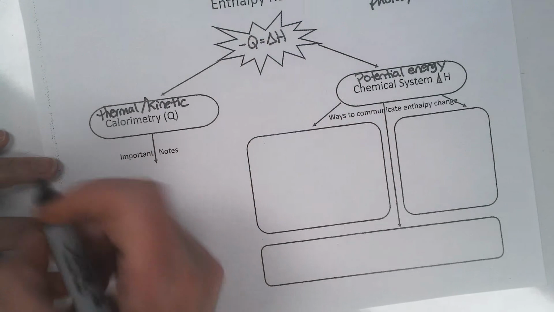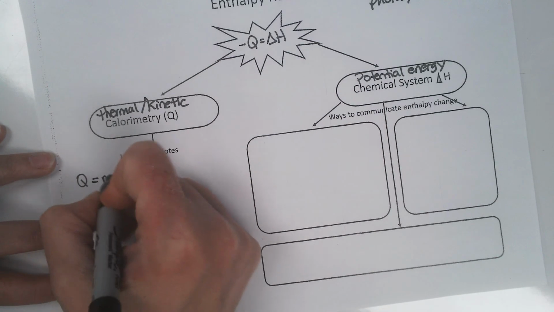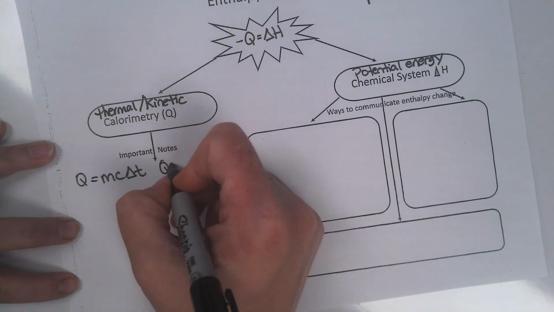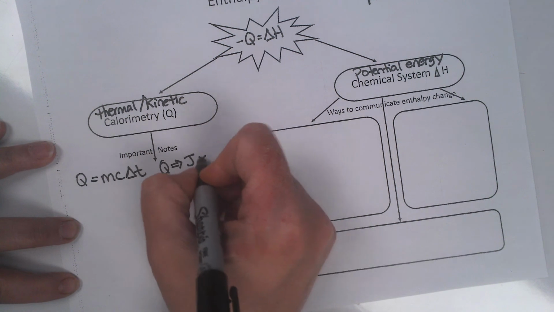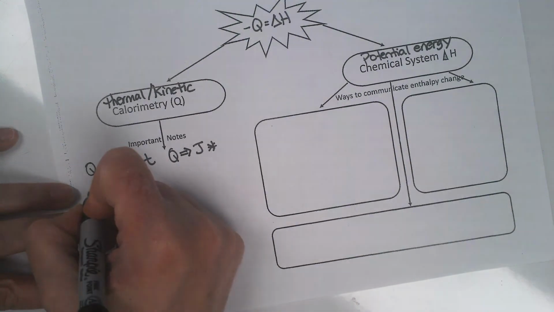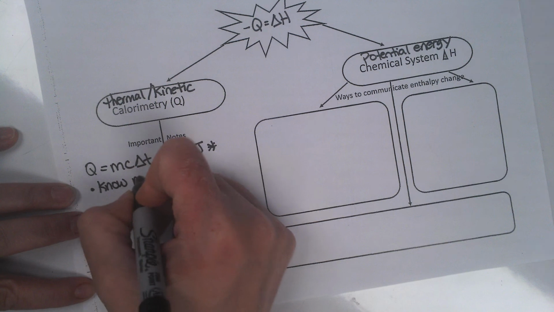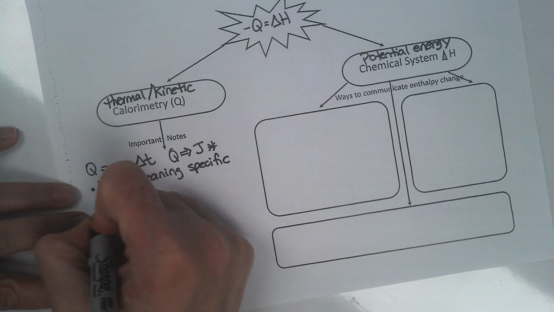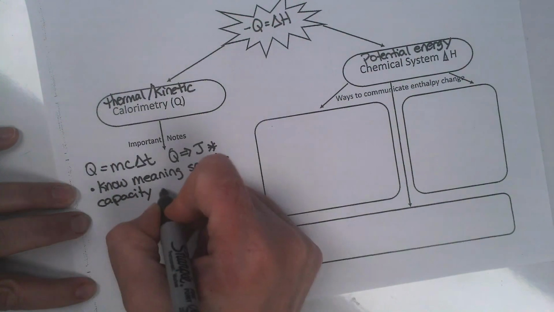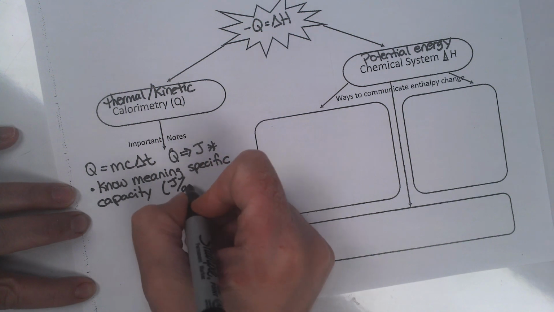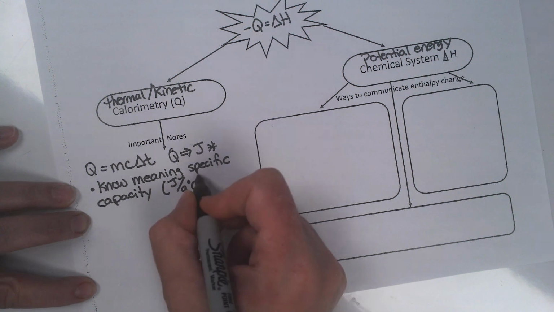And so things that we need to remember for just looking at the Q side of things is we learned this formula. Q is equal to mc delta T. Q must be in joules. We don't have any choice. You need to know the meaning of specific capacity, and that what it means is that it's the amount of energy it takes to raise 1 gram of substance 1 degree Celsius.